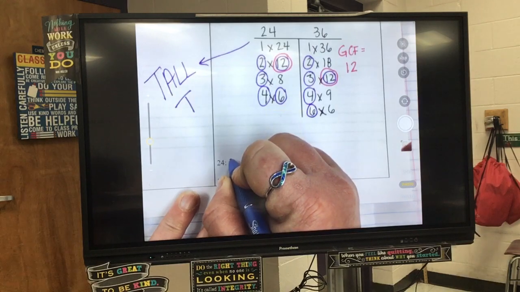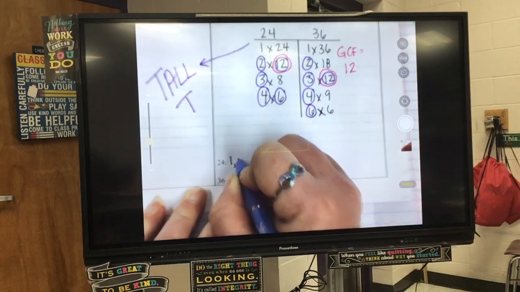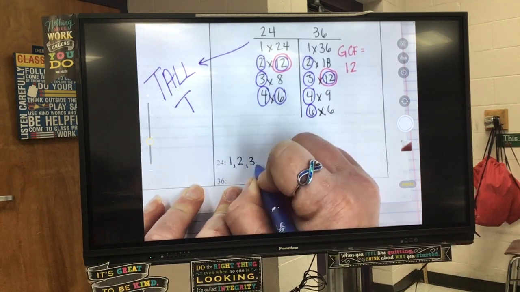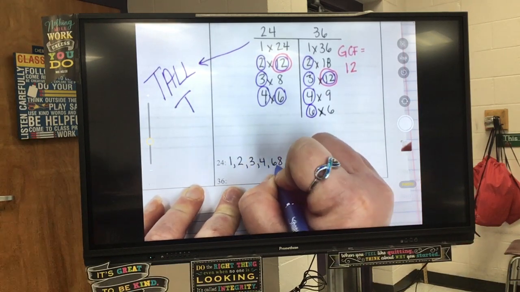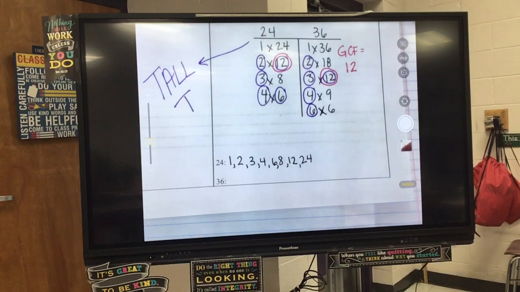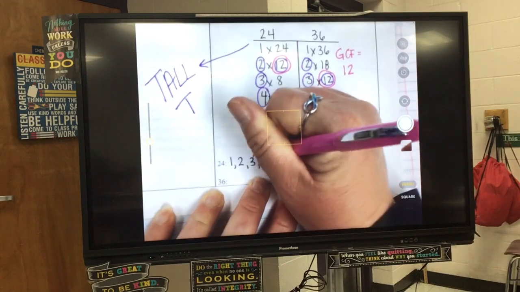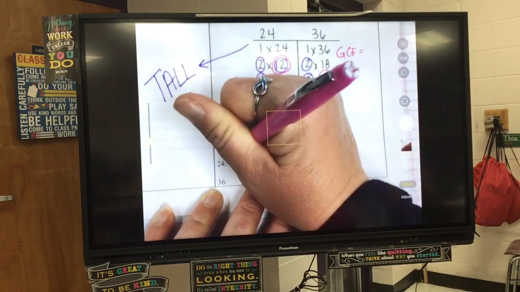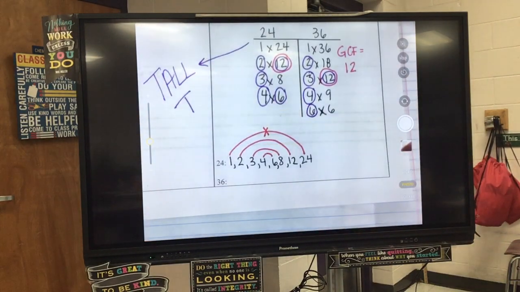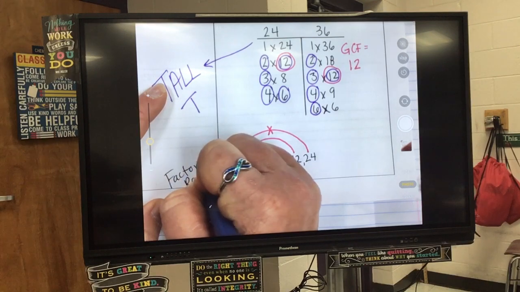But usually, you would do 1 times 24, 2 times 12, 3 times 8, and 4 times 6. So you have to know first number to last number, second number to second to last number. And then, this is where your factor rainbow comes in. So then you draw your little connection to each one of your factors, and this means multiply. So this is your factor rainbow.